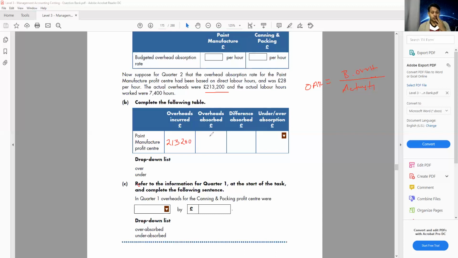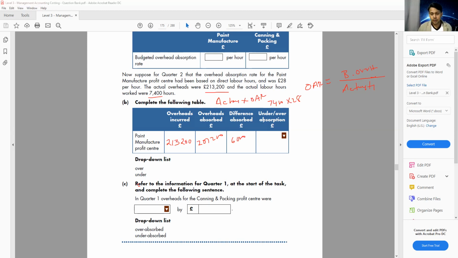Next one, overhead absorbed. How much overhead do we absorb? How do we calculate that? Actual number of hours times overhead absorption rate. That is 7,400 times 28, which gives me 207,200. How much is the difference? Minus 213,200, 6,000. 6,000 is the difference. Up to here, I'm sure all of you will be all right.